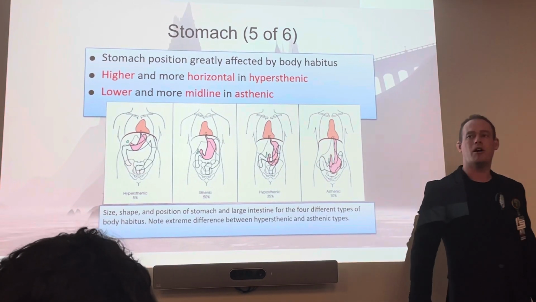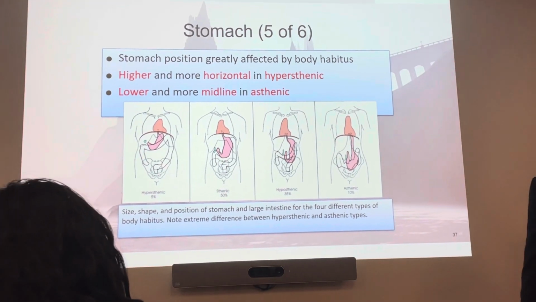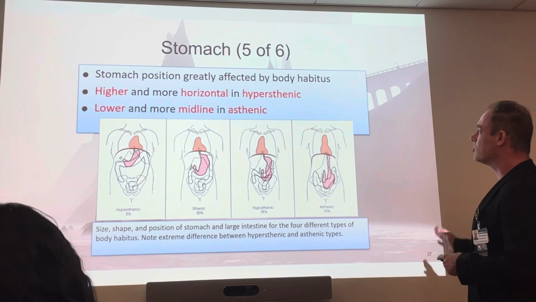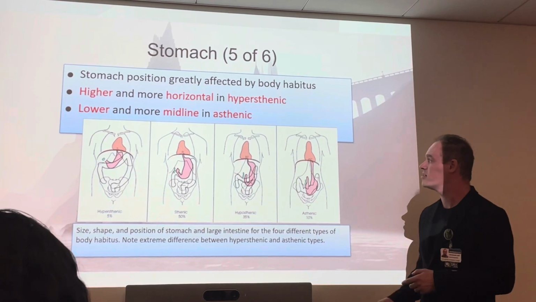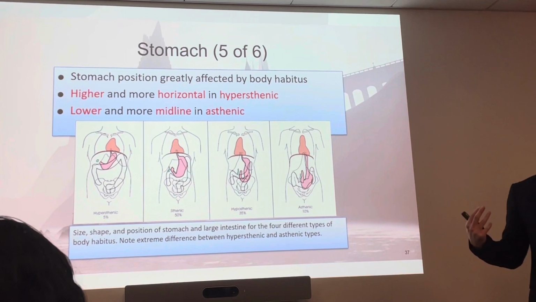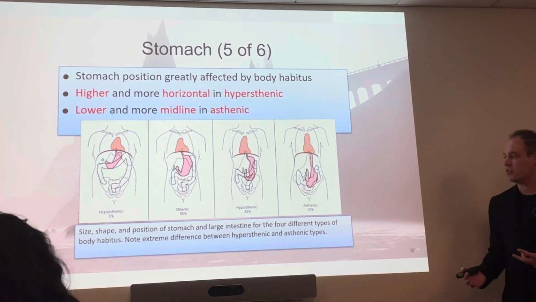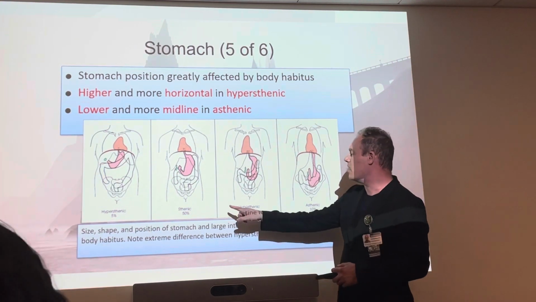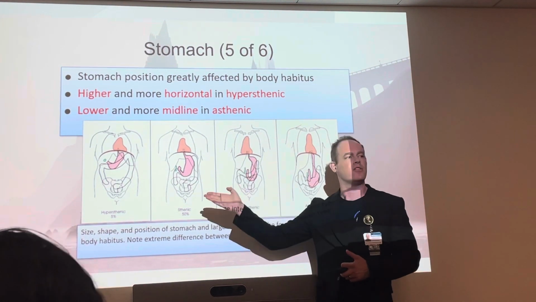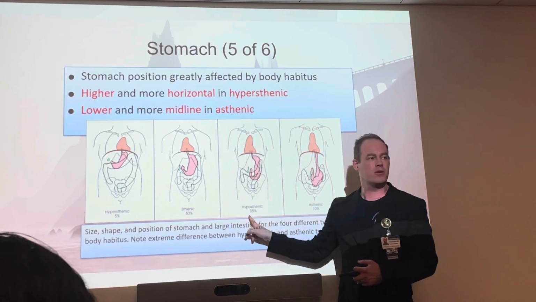All right, so let's talk about body habitus. Then we're going to talk about how that barium looks inside the stomach based on position. Of course, stomach position, guys, is going to be greatly affected by that body habitus. Higher and more horizontal for our hypersthenic or very wide obese patients. Lower and midline in the asthenic patients. For our sthenic and hyposthenic patients, more so that average shape we're used to. But do look, there's quite a difference just from sthenic to hyposthenic.